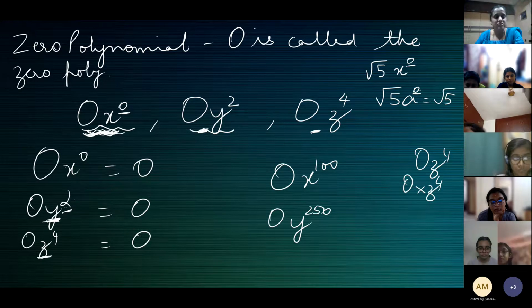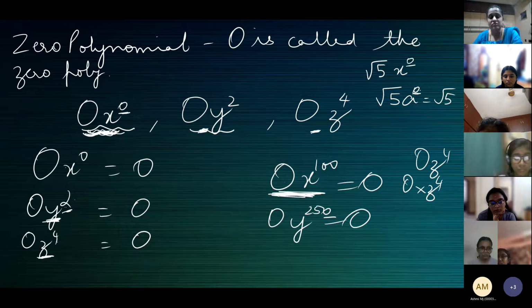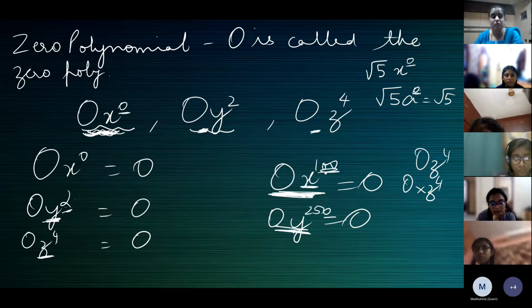Then from this, what's the conclusion? The variable is z, and the power is 4. So the degree is 4. This is also 0, because anything into 0 is 0. So you can write 0 in so many ways, and from different ways, you'll get different degrees. What does this one say? The variable is x, its power is 100. So that means the degree of 0 is 100. What does this one say? The variable is y and its power is 250. So this says that the degree of 0 is 250.